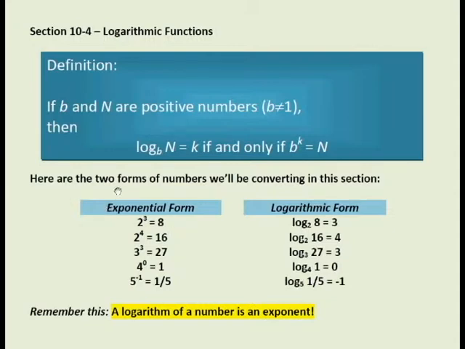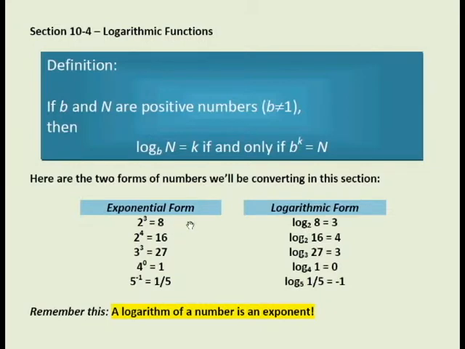So here are two forms of the numbers we're going to be converting in this section. This on the left side is considered exponential form. On the right side is logarithmic form. So you're going to be converting from one to the other and back and forth in the first section of the book. As you can see, 2 raised to the third power is equal to 8.